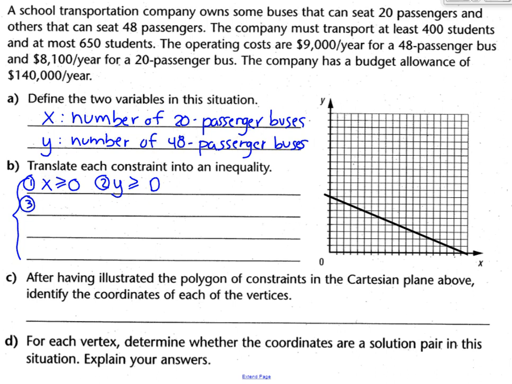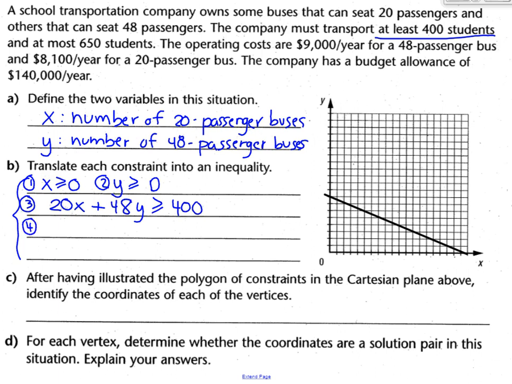The third one says that the company must transport at least 400 students. So how do you link the number of buses with the number of students? Well, if I have one bus of 20 passengers, I can carry 20 people. So I need to do 20 times the number of buses that carry 20 people plus 48 times the number of buses that carry 48 people. And that has to be at least 400. So at least means greater than or equal to.